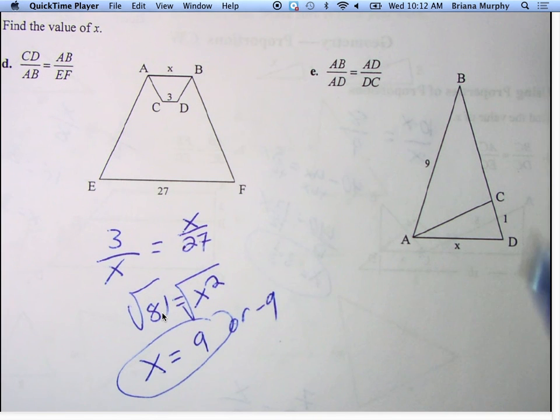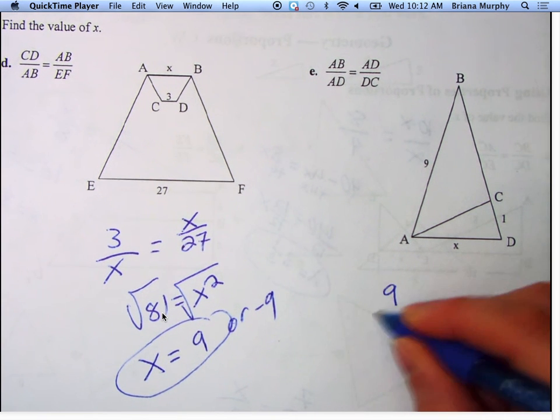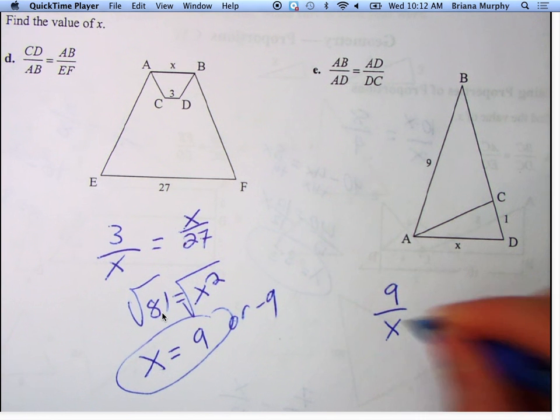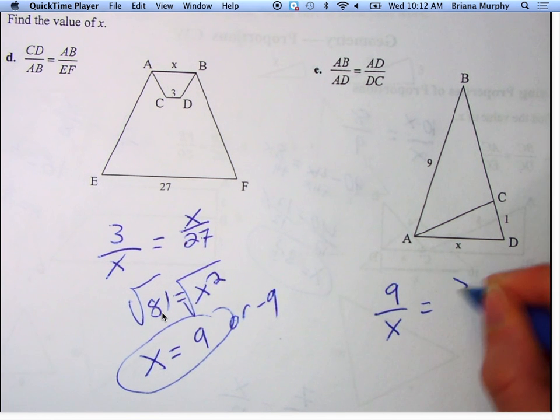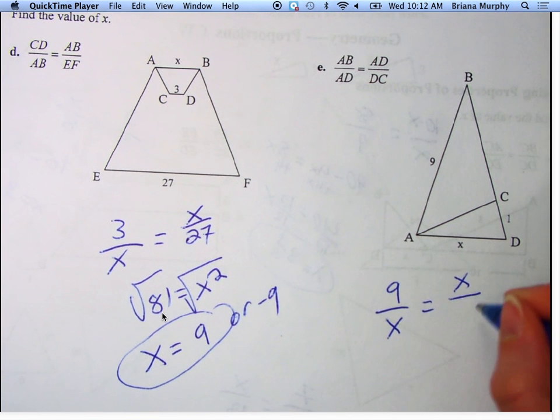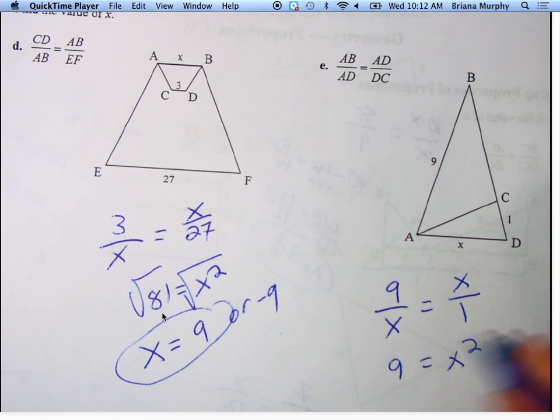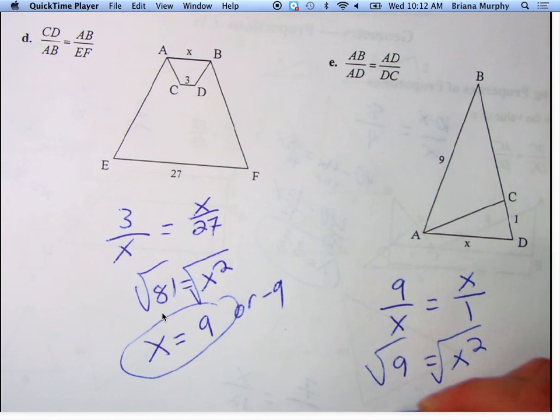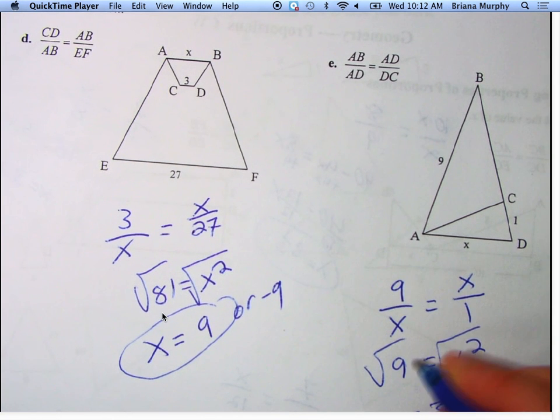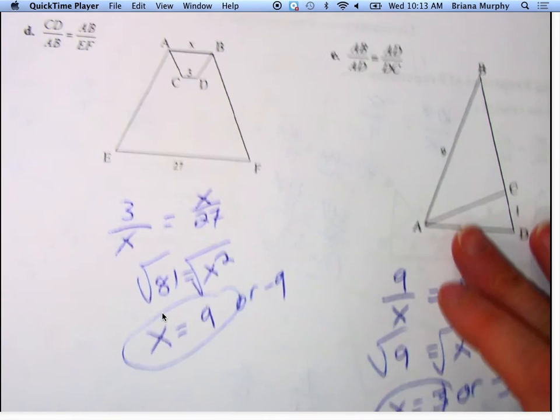All right, next one. AB is 9. AD is X. DC is 1. 9 times 1 is 9. X times x is x squared. So I'm going to square root both sides, and x could equal what? And in this case, it's probably 3 because it's a length.